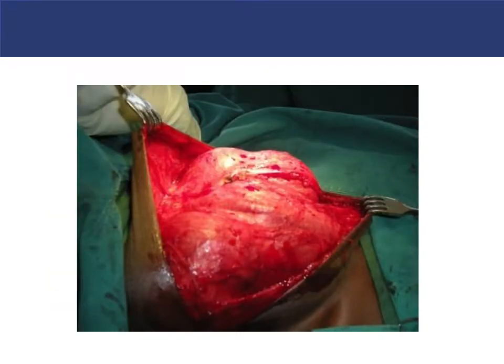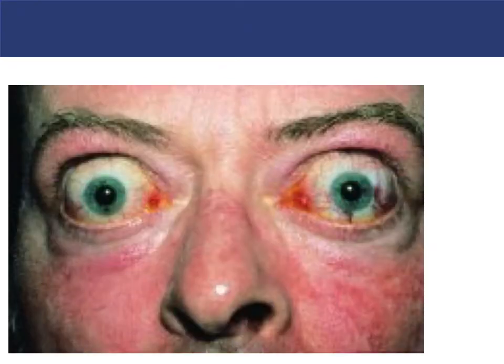Here's a thyroid goiter that I took out once upon a time, from a transverse neck incision. This is what's called exophthalmos. This is what happens in people who are hyperthyroid, especially from this disease called Graves' disease, which is an autoimmune disease where the thyroid overacts. In this picture you can see white below the eye, below the iris, and above the iris.